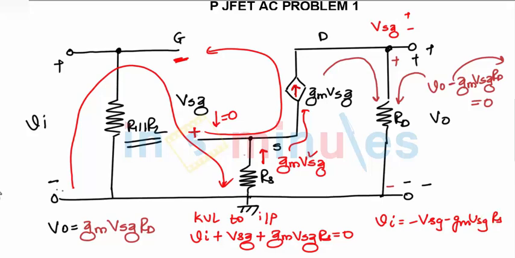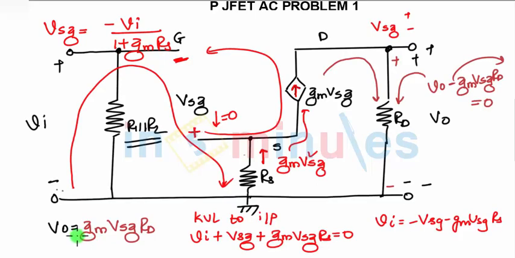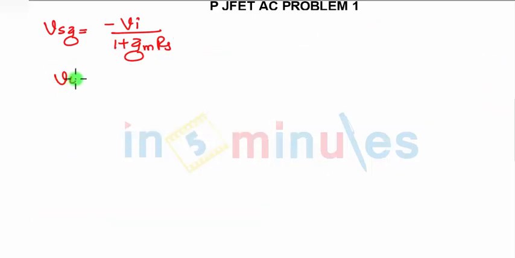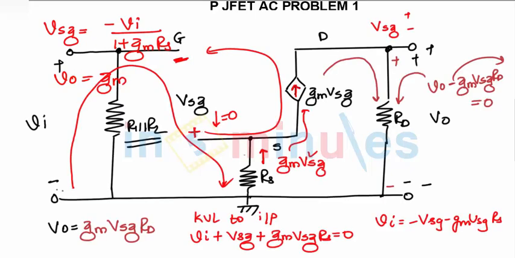I'm writing the equation again. What we can say is, I can say VSG equals minus VI upon 1 plus GM into RS. So that is the point where we usually tend to make the mistake and we run into trouble. So your output voltage VO is GM VSG into RD.